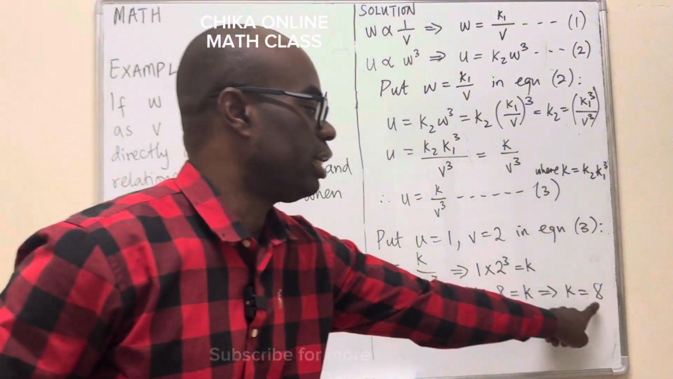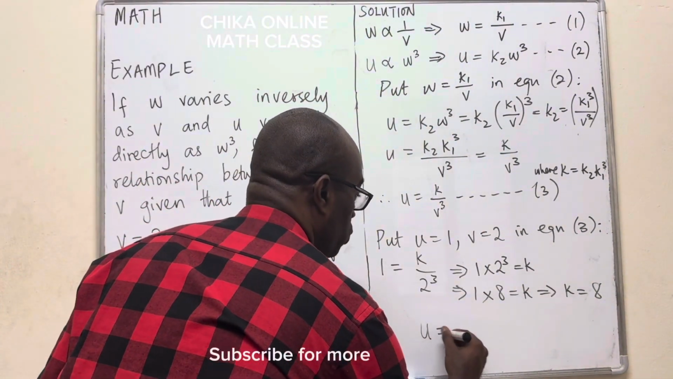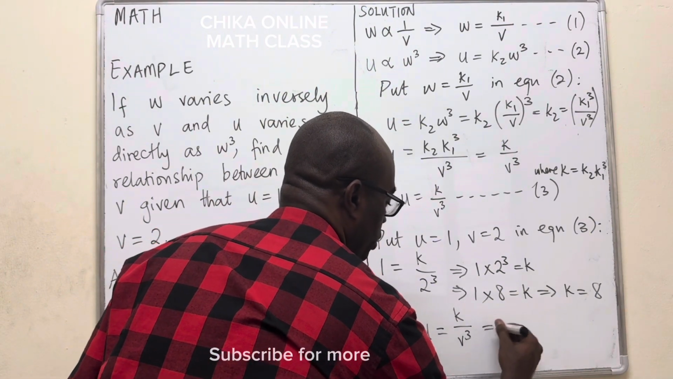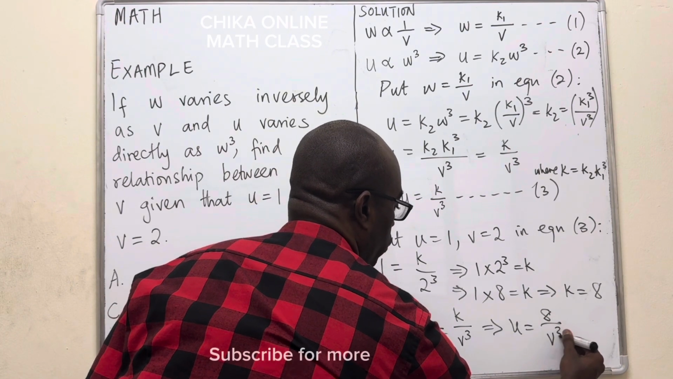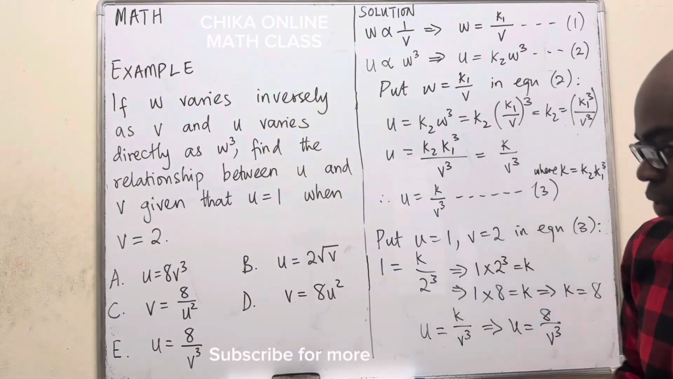So put back k equals 8 in equation 3. You have u equals k over v cube, that is u equals 8 over v cube. Okay, and that is option E.